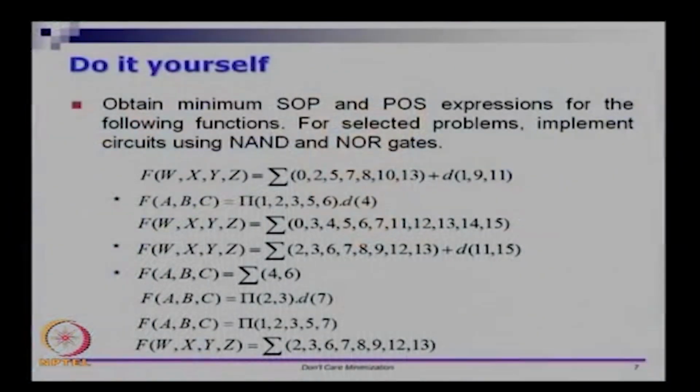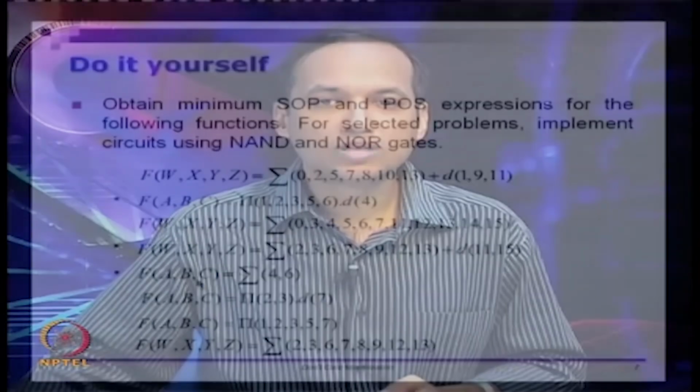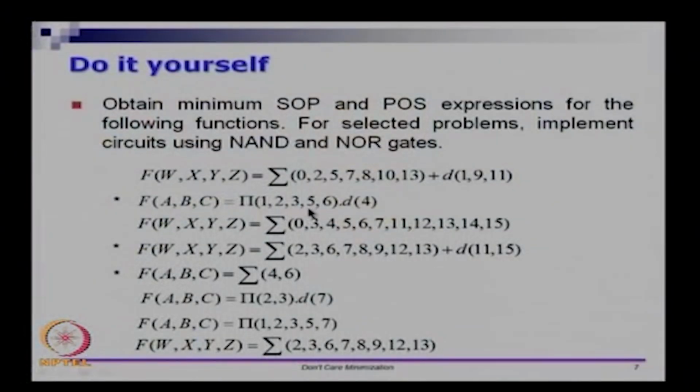So I am giving you a bunch of exercises here as do-it-yourself exercises. So try and get the minimum SOP form and the POS form for all of them, and for the ones that are marked with a star, see if you can implement them using NAND gates only and NOR gates only. So go and do the exercises for all of them and implement them as SOP and POS, but also implement the ones that are shown with star using just the NAND gates or using just the NOR gates. So go and do this. This will be an interesting exercise to do, and it will also help you in practicing all the terms that we have learned so far.